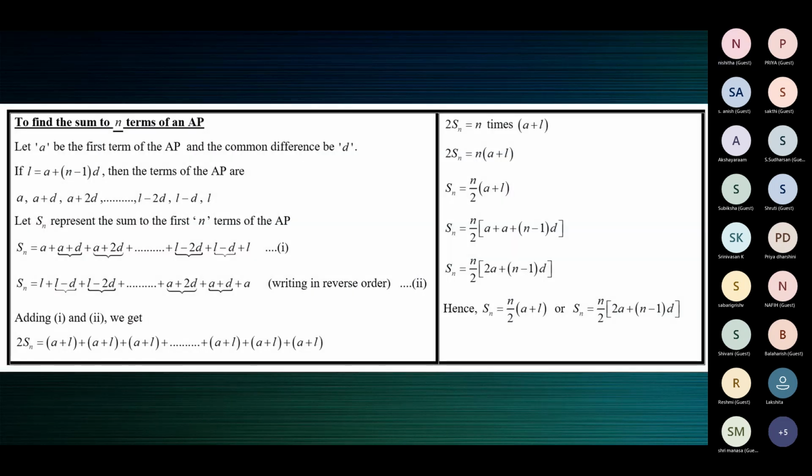So you've understood the derivation to find the nth term of the AP, An, which is given by a plus n minus 1 into d. And you've also understood the derivation to find the sum to the first n terms of the AP. Sn is equal to n by 2 of the first term plus the last term, or Sn is equal to n by 2 into 2a plus n minus 1 into d.